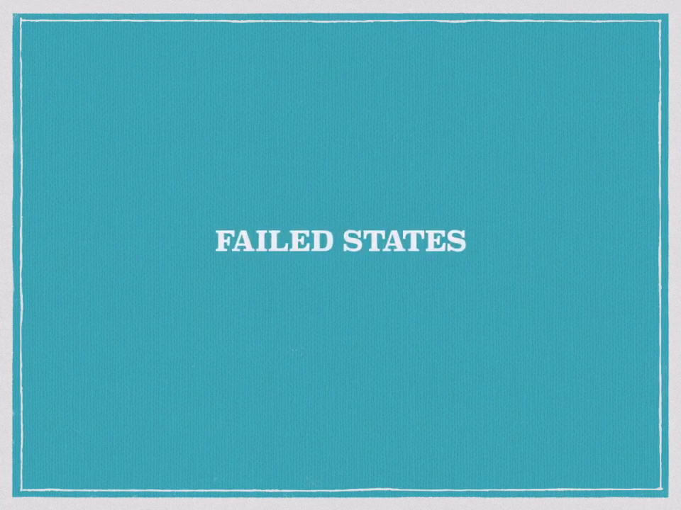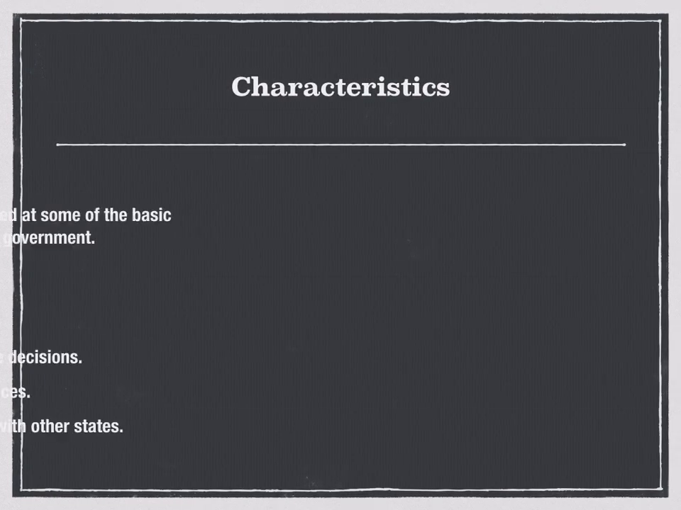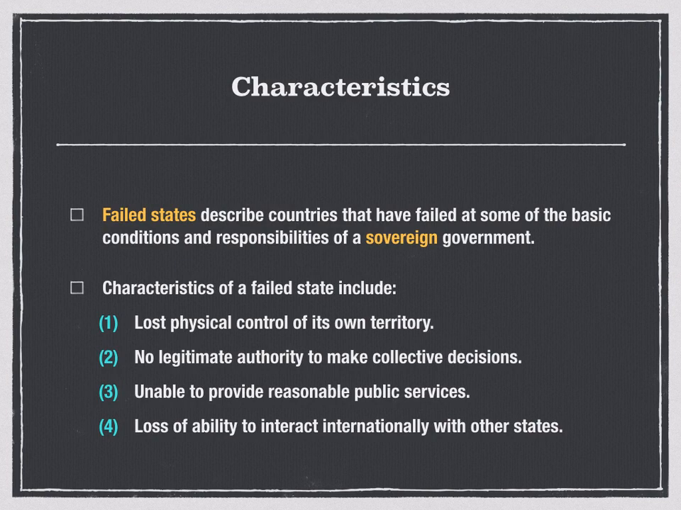Failed states. Characteristics. Failed states describe countries that have failed at some of the basic conditions and responsibilities of a sovereign government, or an independent government. The characteristics of a failed state include loss of physical control over their own territory. It may be like the situation in Iraq at this moment, where the authorities in Baghdad, the capital, seem to have lost control over large parts of the country.